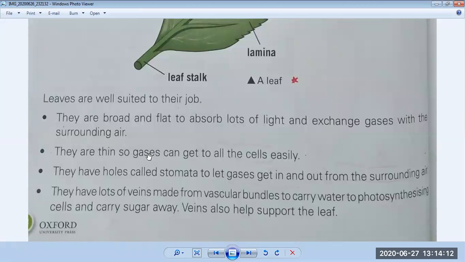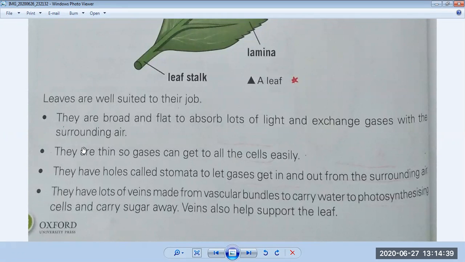What is happening inside it? They are thin, so gases can easily move through them. They have holes called stomata to let gases get in and out from the body of a plant, from the surrounding air. They have lots of veins made from vascular bundles. We have also discussed vascular bundle means xylem and phloem tubes to carry water to photosynthesis and carry sugar away. Veins also help support the leaf.